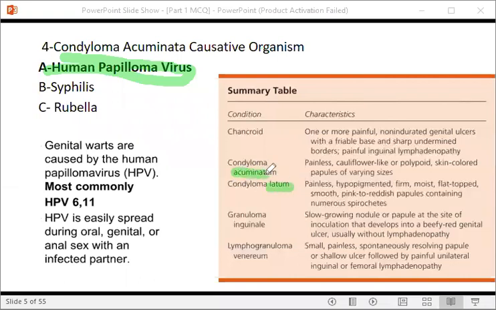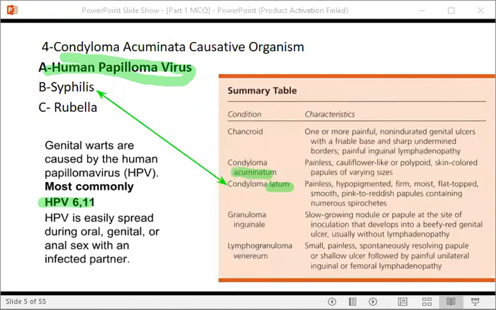Here you must differentiate between these two. The difference is that condyloma lata is one of the manifestations of syphilis. It may come in the exam, so if they give you a question here, make sure that you know what they are asking about. While condyloma acuminata is genital, caused by human papillomavirus, most commonly types 6 and 11 as I mentioned here, and this is a benign type.